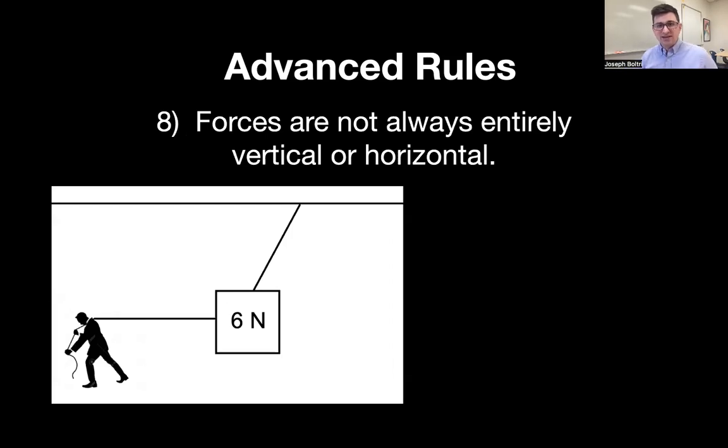Rule number 8 is that forces are not always entirely horizontal or vertical. So for example, in this problem, you'll notice that there's a force to the left, there's gravity pulling straight down, and then there's also going to be a force that is up and to the right.